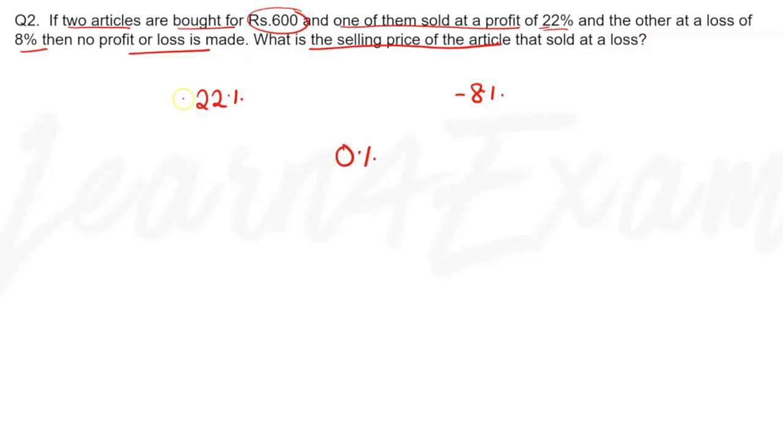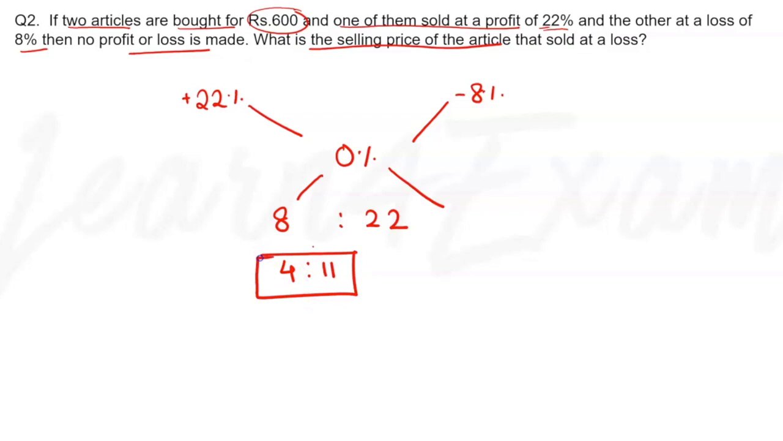So in all I'm not making a profit or a loss. So let me calculate using alligation. It would be in the ratio of 8:22, or rather 4:11 is the ratio of cost prices, right? So if the cost price of this article is 4x, the cost price of this article would be 11x.